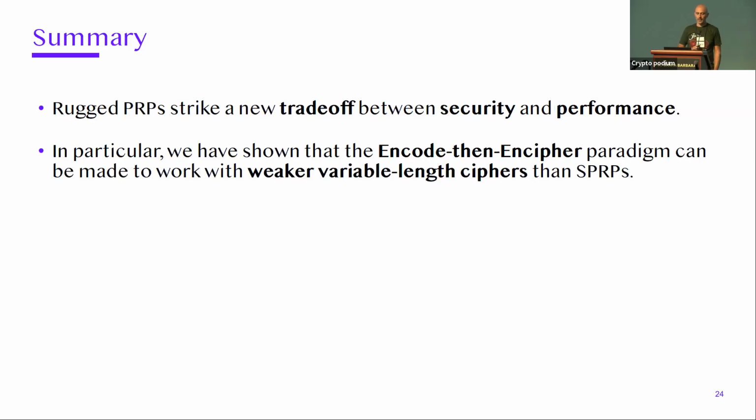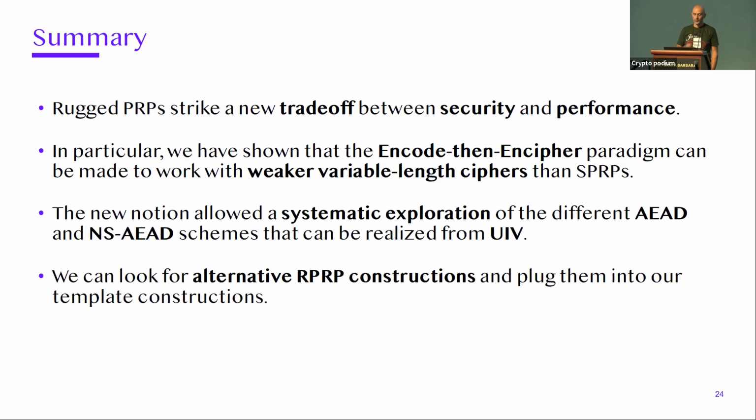So to conclude, we've introduced a new notion of rugged PRPs that strikes a new trade-off between security and performance. And in particular, we have used it to show that the encode-then-encipher paradigm can be made to work with weaker notions than strong PRPs. And with this abstraction, we were also able to provide a systematic exploration of the different AAD schemes and nonce-set AAD schemes that can be obtained from UIV. But now we can also look at alternative RPRP constructions and plug them into these constructions and obtain new AAD schemes or nonce-set AAD schemes.